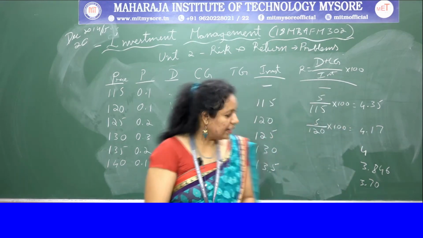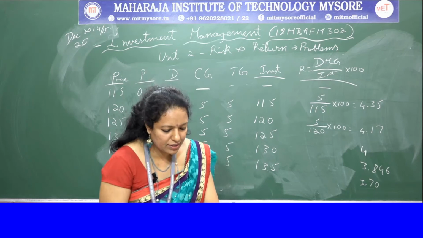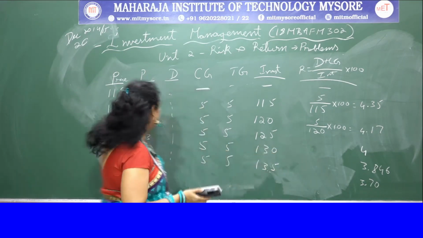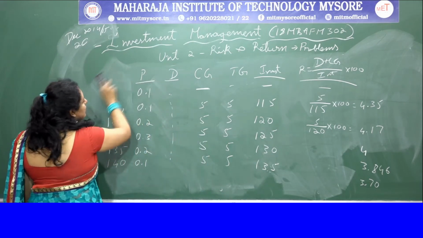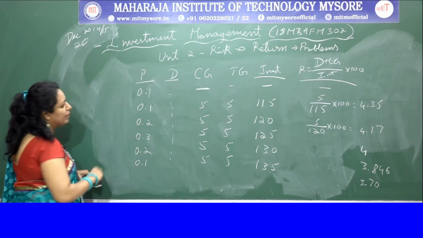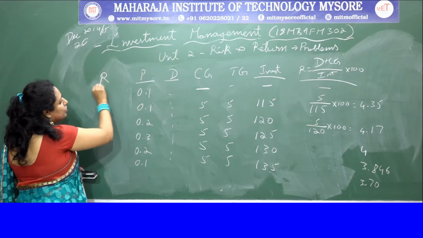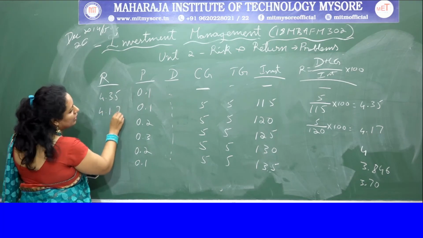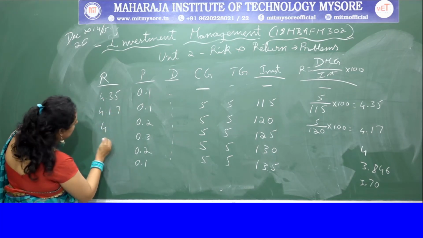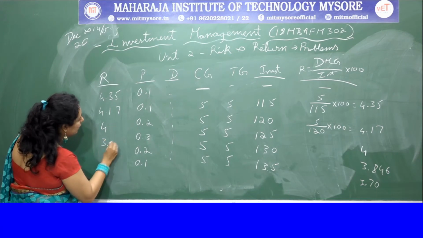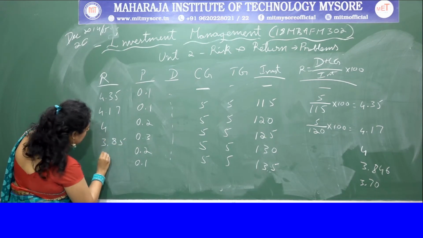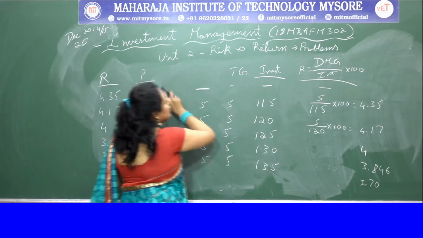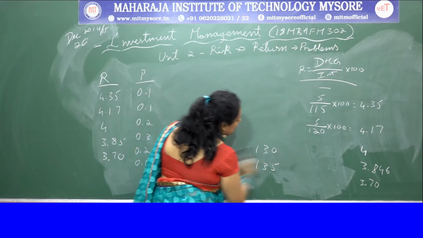Okay, 3.70. Let's take all the digits for the return. This is the return you have to take. So here I'll just erase this part and write the return for us, which is 4.35, 4.17, 4, everywhere it is 2 digits, so I'll hold it up to 3.85, 3.70. So this we have considered, and now the regular problem we are going to do.